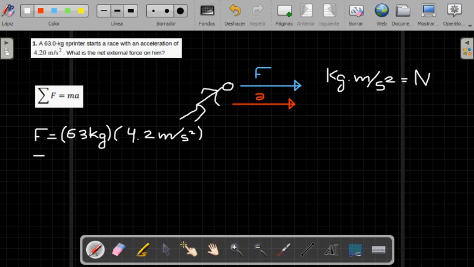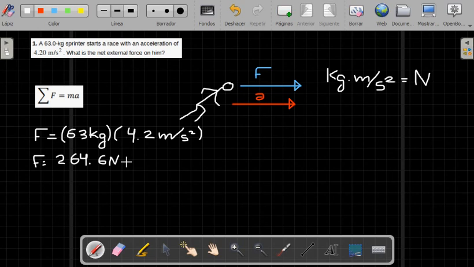That is, let me see, 63 times 4.2 is equal to 264.6, sorry, 264.6. And well, we have to multiply the numbers. What about the units? We have to multiply kilograms by meters per square second, and the answer is Newton. And that's the end of that exercise.